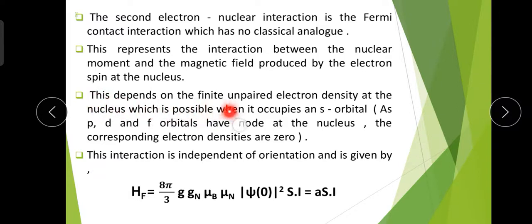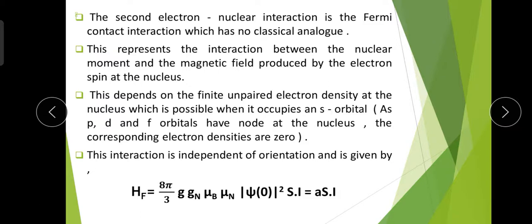This depends on the finite unpaired electron density at the nucleus, which is possible when it occupies an s orbital. As p, d, f orbitals have a node at the nucleus, the corresponding electron densities are 0. Here the quantum mechanical terms: so here we have to consider a particular wave function.